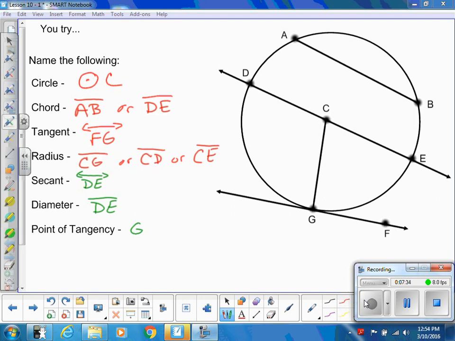But notice how each one of the radii starts with the center point. Anytime you name a radius, you always start from the center. For a secant line, I have line DE, but for the diameter, I have segment DE. Remember, notation is key. If you get the notation wrong, it's completely wrong. And your point of tangency is G.